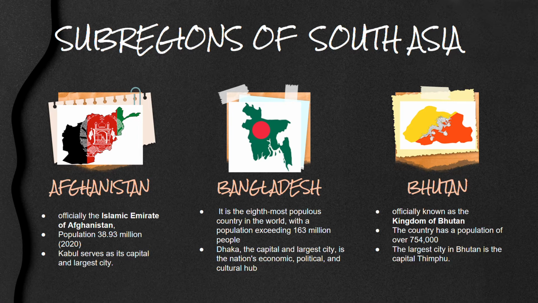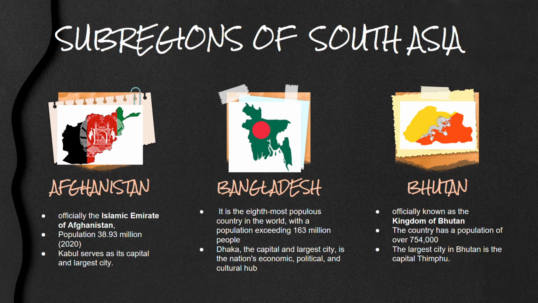It is the 8th most populous country in the world, with a population exceeding 163 million people. It is narrowly separated from Nepal and Bhutan by the Siliguri Corridor and from China by the Indian state of Sikkim in the north, respectively. Dhaka, the capital and largest city, is the nation's economic, political, and cultural hub, while Chittagong, the largest seaport, is the second largest city.